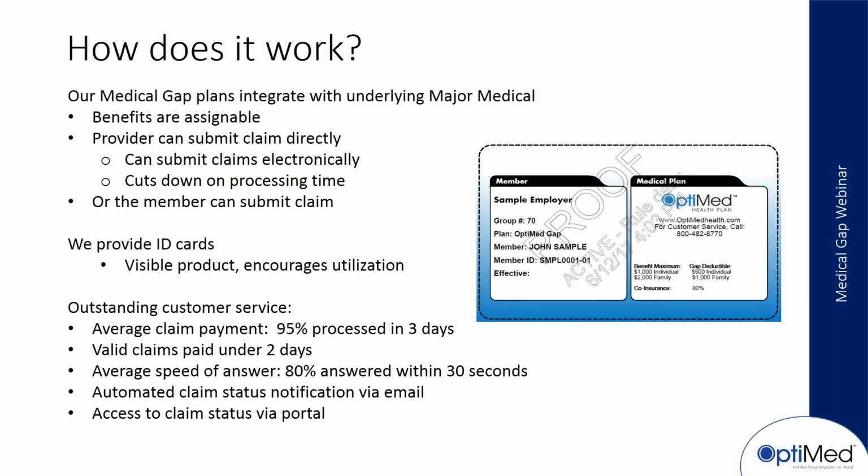So how does the GAP plan work as far as getting your benefits if you're an employee? It's very simple. Like I said, you get a card. And then on your screen is an example of what the card looks like. If you're an employee and have GAP with us, you're going to hand that card to your provider when you hand them your major medical card.